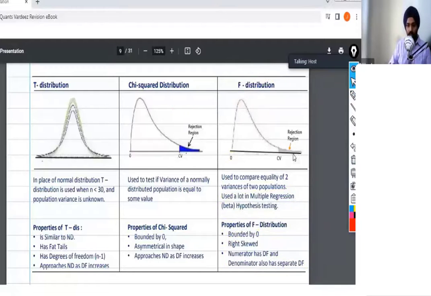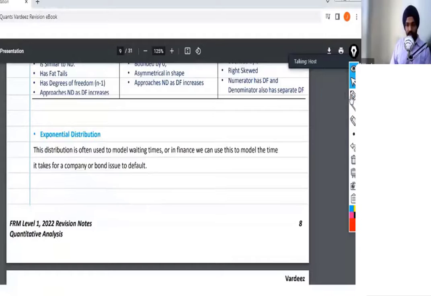Okay, so that's what we have within these three distributions. Then we have something known as the exponential distribution. The exponential is used to model waiting times, that is, if I go to a restaurant, how much will I have to wait? How much time will I have to wait for that? That's using an exponential distribution. Or, in a finance example, how much time it takes for a company to default. Let's say I've invested in a particular company and I want to find out how much time that company will take to default. I can use an exponential distribution for that.